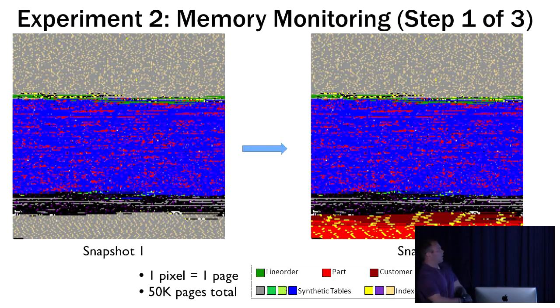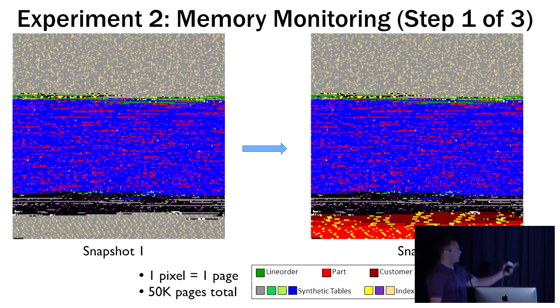So another thing you can do with Dice is monitor memory. Each one of these images is the database buffer cache, where each pixel represents one page, and I have a total of 50,000 pages in each image, giving us a buffer cache of 400 megabytes. What we're doing here is issuing queries, and those queries are going to read pages from disk into memory. They're going to flush old pages out.